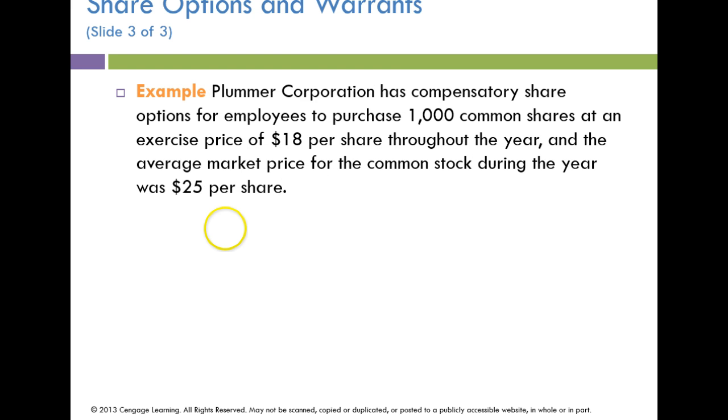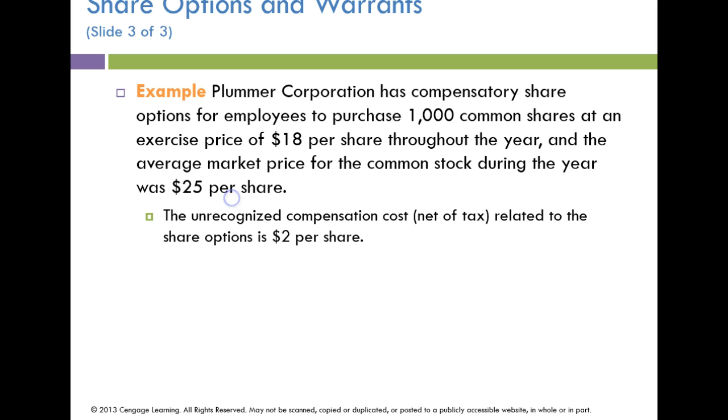Here's an example for us. Plumber Corporation has compensatory share options for employees to purchase 1,000 common shares at an exercise price of $18 per share throughout the year. And the average market price for the common stock during the year is $25 per share. That sounds like a deal, doesn't it? The unrecognized compensation cost related to the share options is $2 a share.